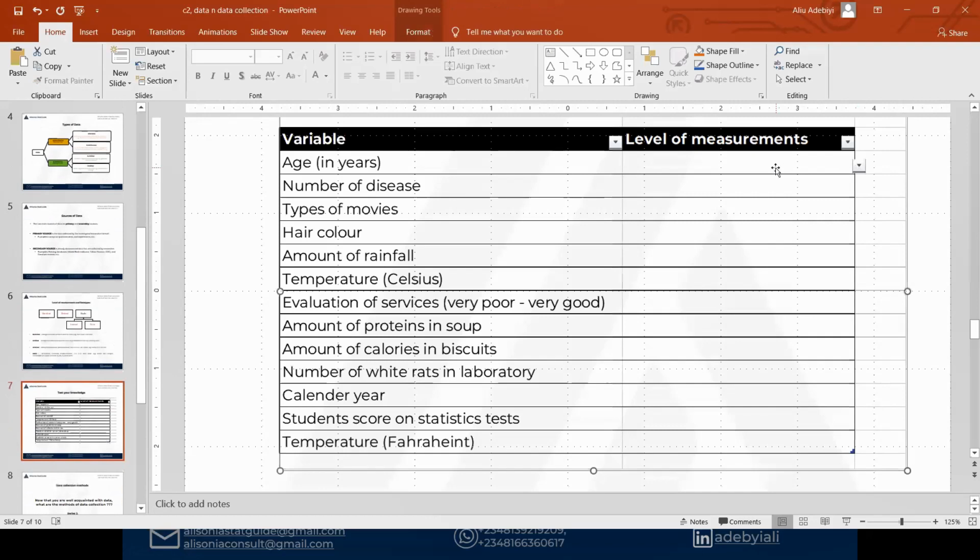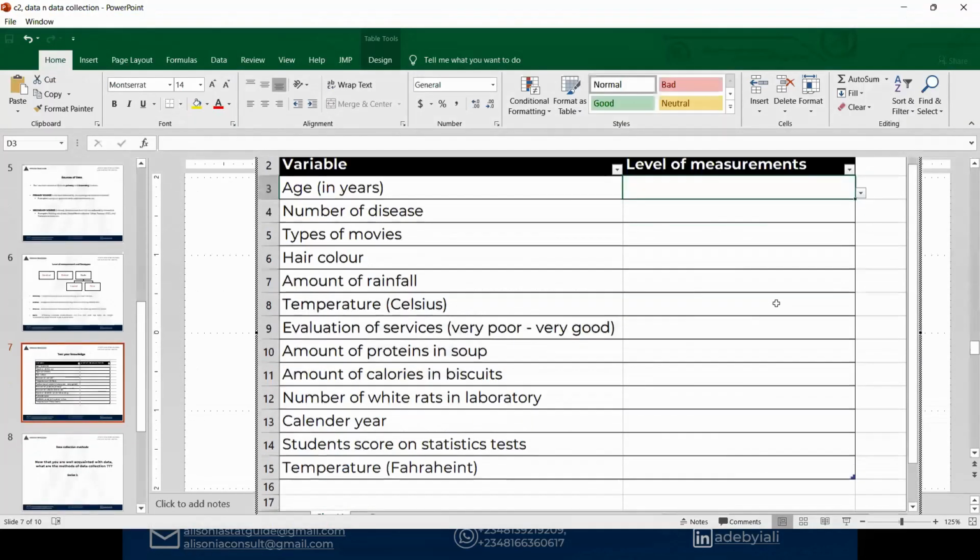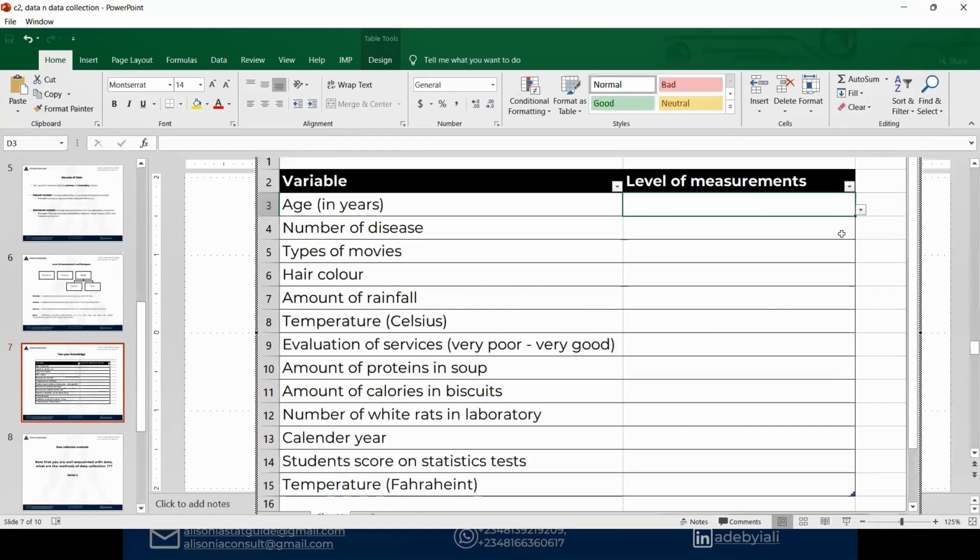So what level of measurement is this age here? Anyone? What level of measurement is age in years? Okay, let me give us options. Age in years is discrete. What do you say? Age in years should be discrete. Discrete measurement.